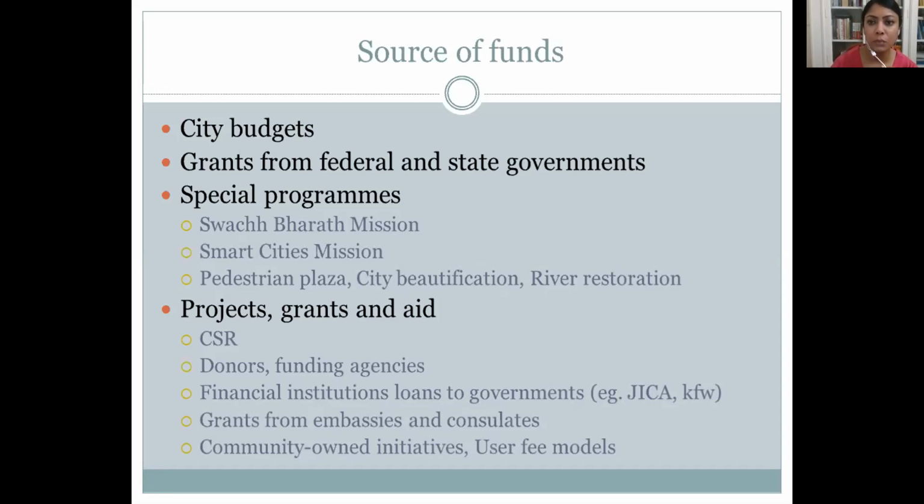So we do see that there are some local startups that have been engaging with these consulates to receive some finance. And of course, there are community-owned and community-led initiatives. There are some communities and some cities that are trying the user fee model. Those are few and far between, but this is a source of funds that NGOs that you all are associated with could consider if you all were looking for funding for zero waste programs.